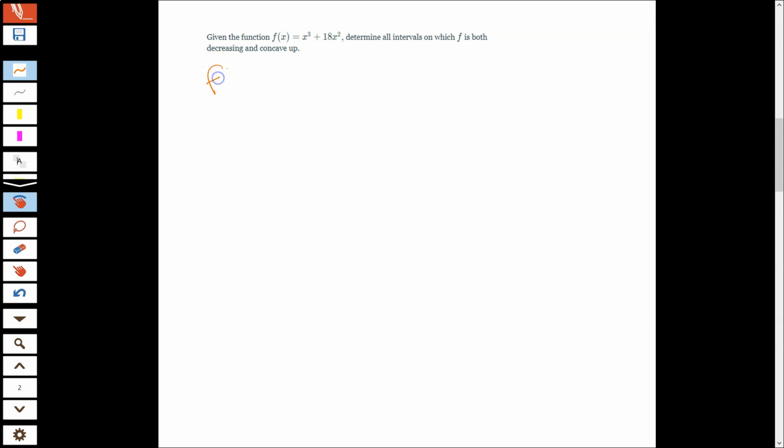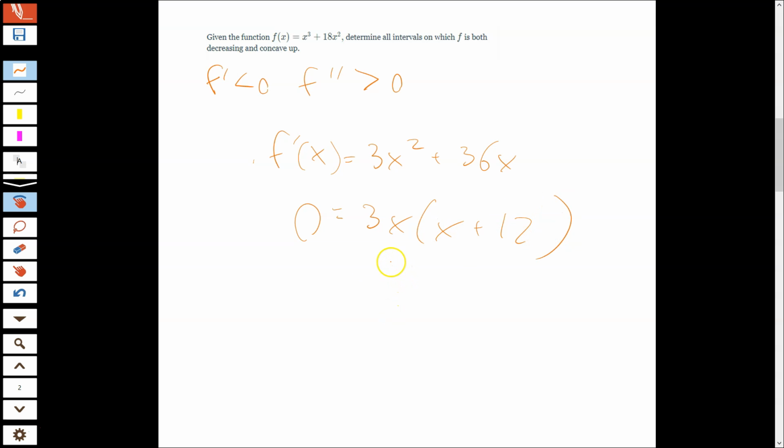So that means we want f prime to be negative and f double prime to be positive. Derivative is going to be pretty quick, so we're going to get f prime of x is 3x squared plus 36x. And I can set that equal to 0. I can factor out a 3x. So I get x plus 12 times 3x. And then my solutions here are going to be x equals 0 and negative 12. Okay, and then so negative 12, 0.